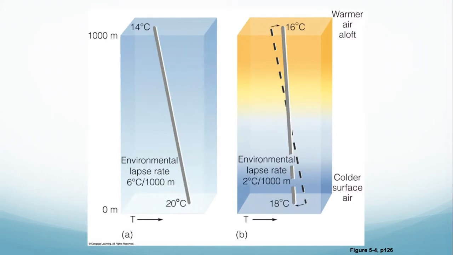Now, how can you make an atmosphere more stable? Well, that's either done by cooling the surface or warming the air above, or a combination of both. By doing this, you decrease the difference between layers, and so the environmental lapse rate drops because the difference in temperature is smaller.